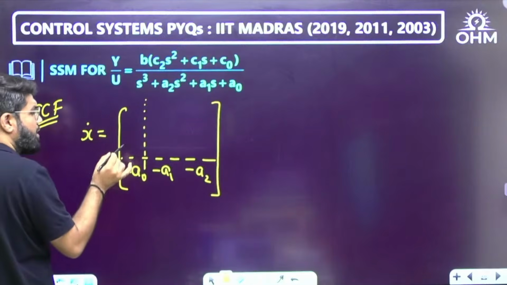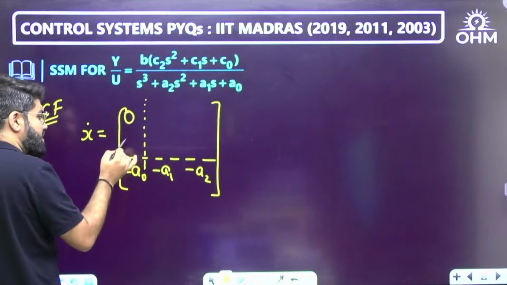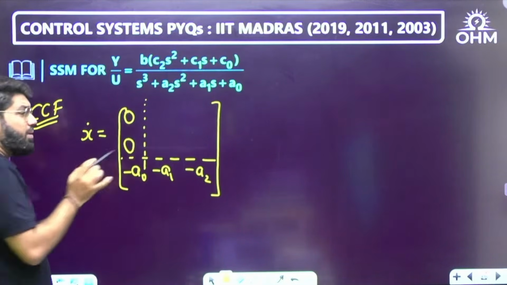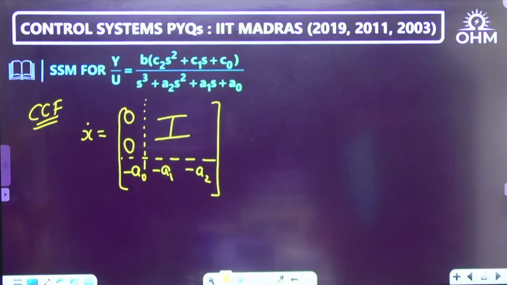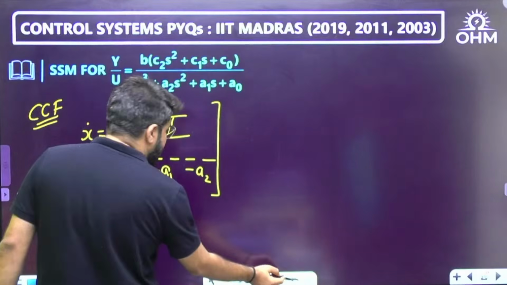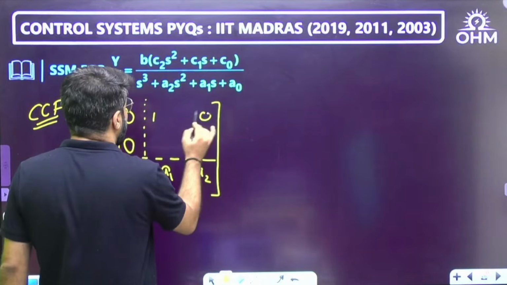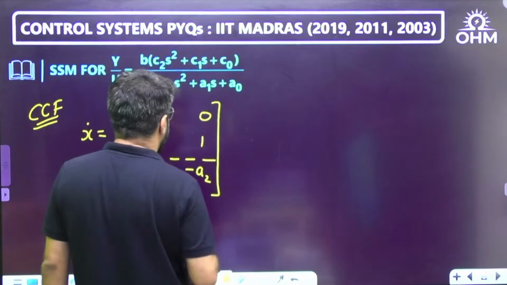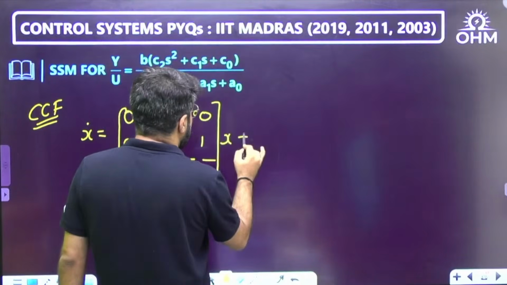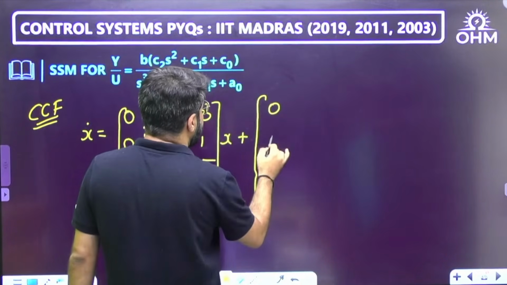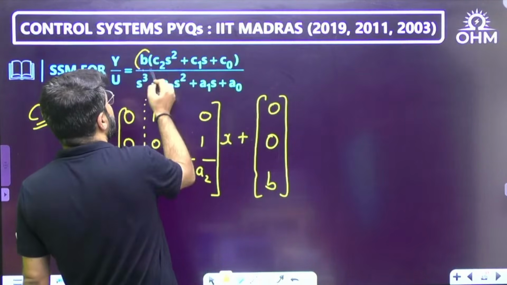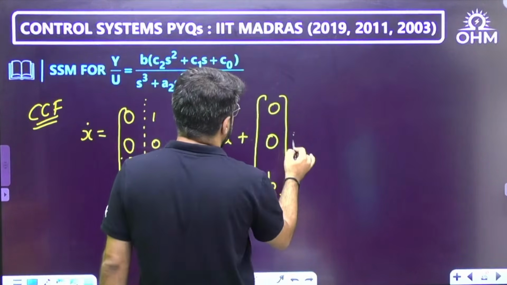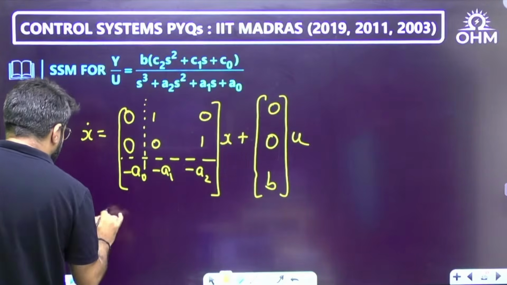Last row you understood, na? Now, first column will be zeros only, except the last row I am telling, and here fill the identity matrix. Here you fill the identity matrix. Okay, identity matrix means 2 cross 2 identity matrix, 1 0 0 1. Okay, into X plus B matrix same 0 0 b. Only the last element you have to write if there is any constant in the common in the numerator. Okay. Y equal to Cx.